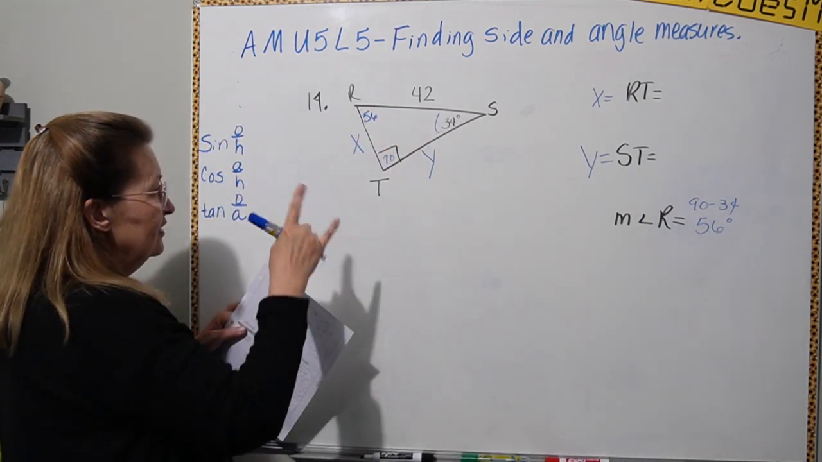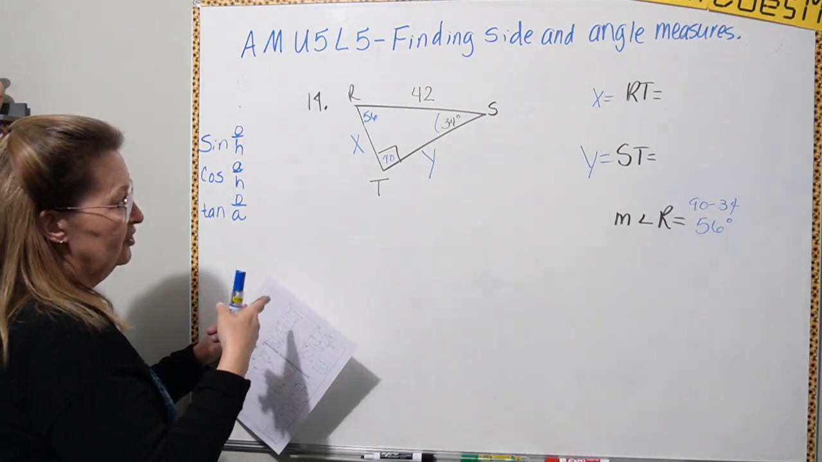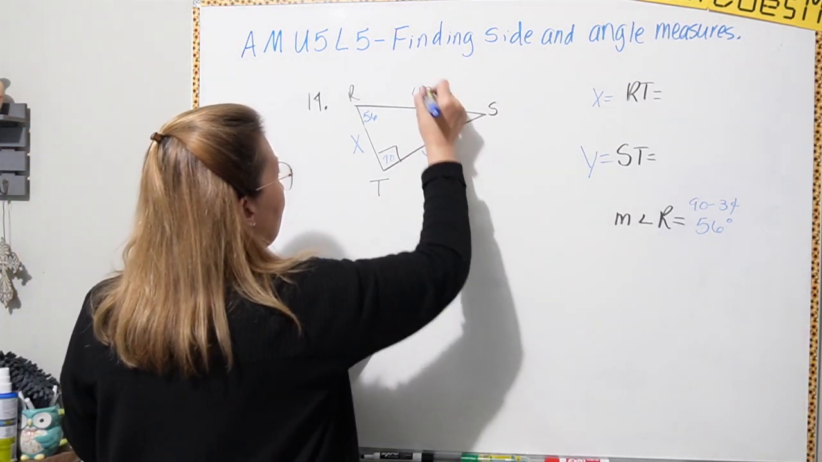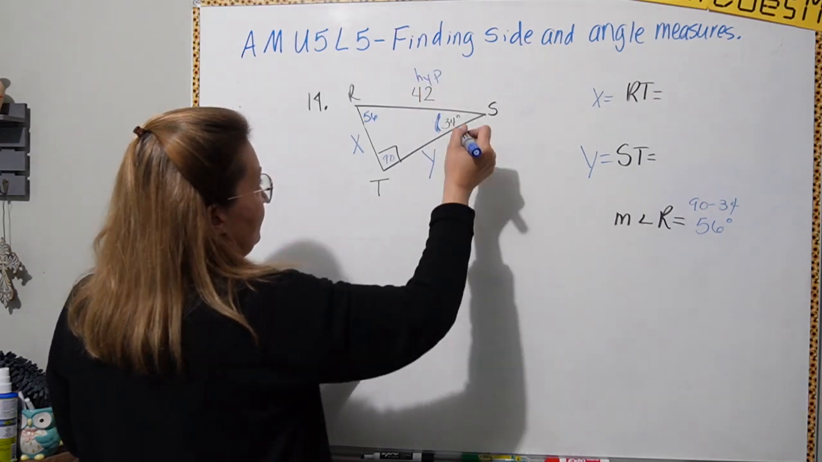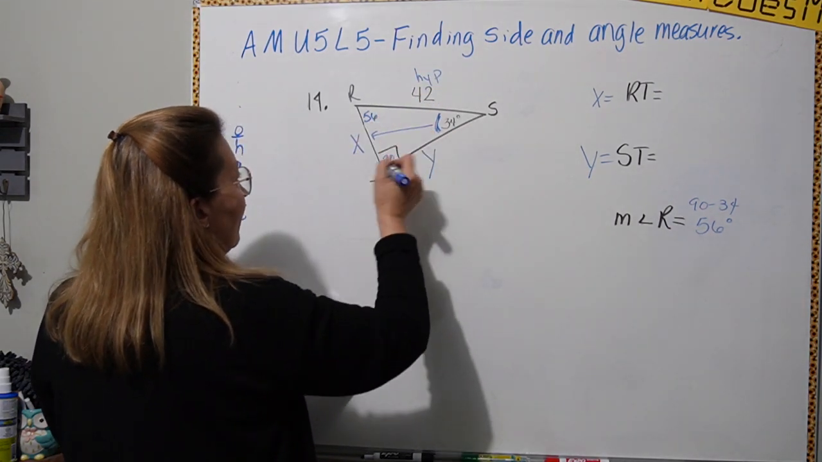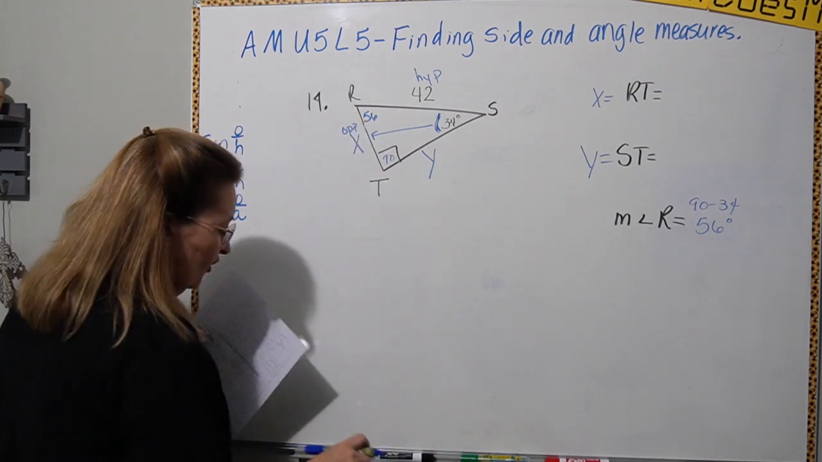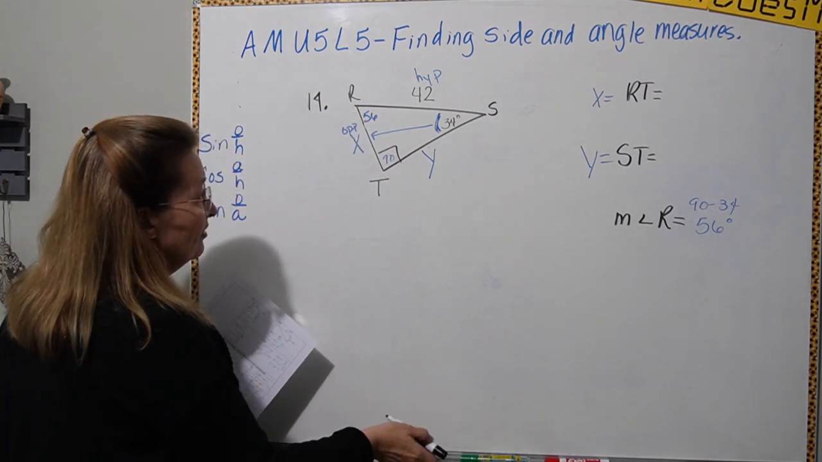Now, as far as finding these other two sides, I'm going to use my trig function. So let's focus on one at a time. From angle 34, this is my hypotenuse. And this side, side x, is my side opposite. So which function uses opposite and hypotenuse?